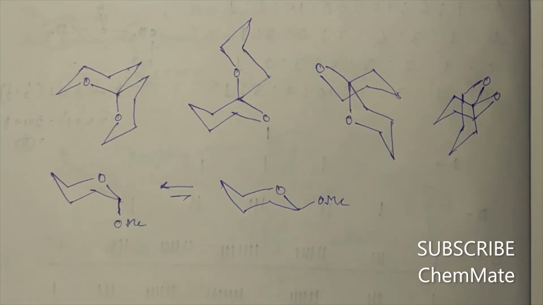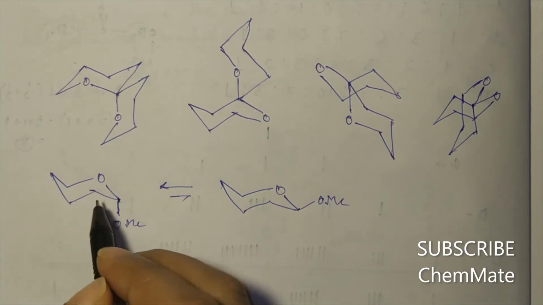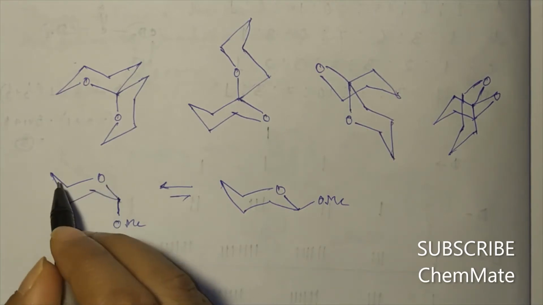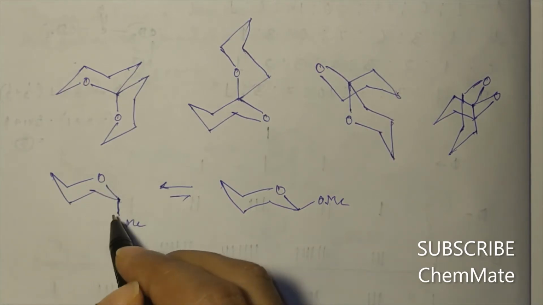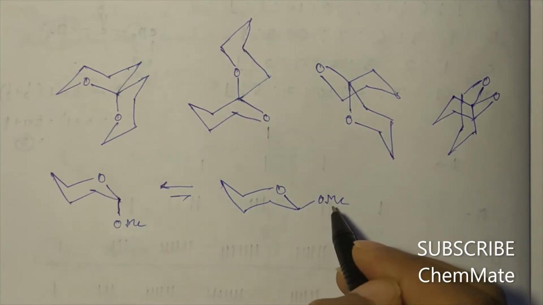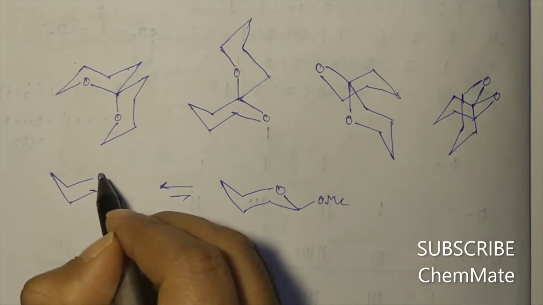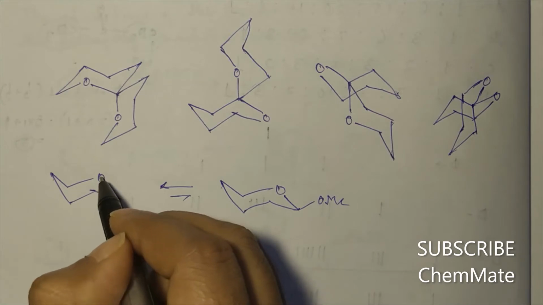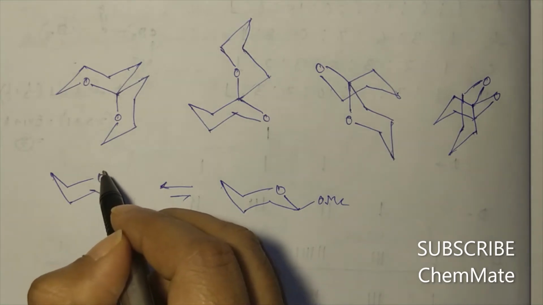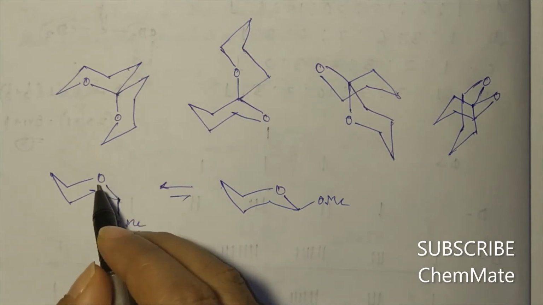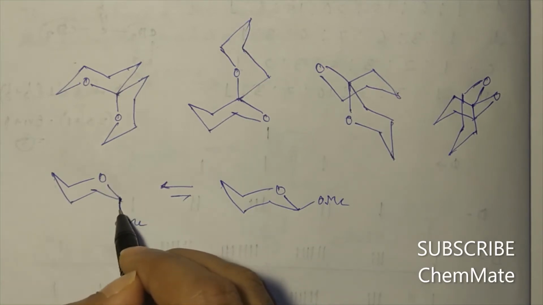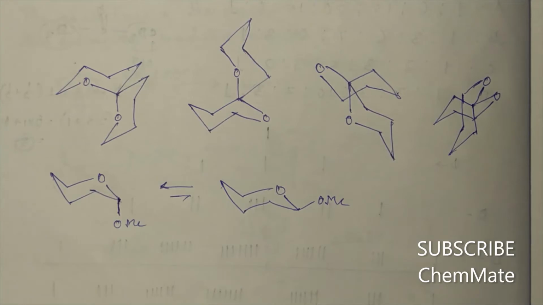This is more stable. In general, in case of a cyclohexane derivative, the equatorial isomer is more stable. But if there is an oxygen or sulfur or phosphorus with one lone pair of electrons in a ring, then the axial isomer is more stable. This is called anomeric effect.